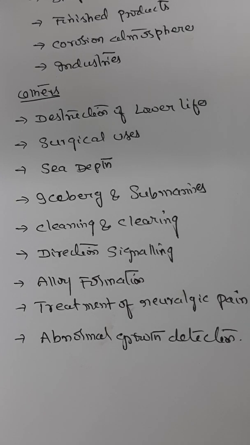And of course, cleaning and clearing. Ultrasonic waves can be used for cleaning utensils. Nowadays, you are getting washing machines for utensils. So these waves can be used for cleaning utensils, washing clothes, removing dust, and also soot from the chimney. That is possible with ultrasonic waves. And there is something called direction signaling. That means ultrasonic waves can be concentrated into a sharp beam due to smaller wavelength, and therefore they can be used for signaling in a particular direction.